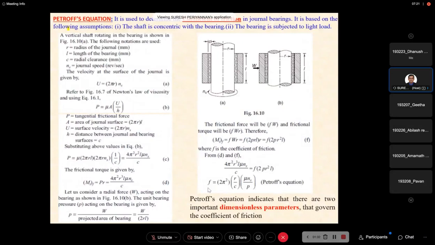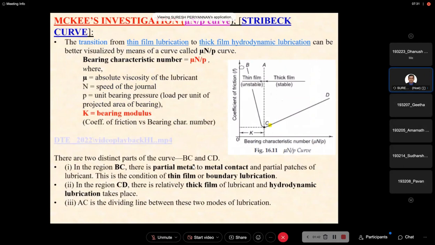Now yesterday we discussed Petrov's equation to define the coefficient of friction in the bearing. Right. Today we are going to discuss McKee's investigation. What has been found in his research work is what we finally use in our design of the bearing. Okay.